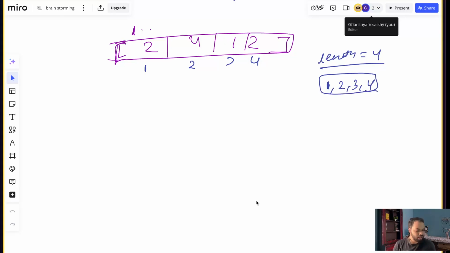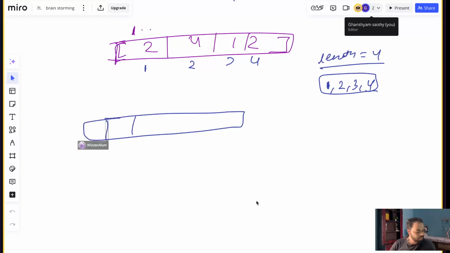But in reality, is it true? No, because 3 is not present here. How can I find it? Brute force solution: I look for 1, look for 2, look for 3, look for 4. That we don't do. So what I'll do instead, I'll create a new array, right?